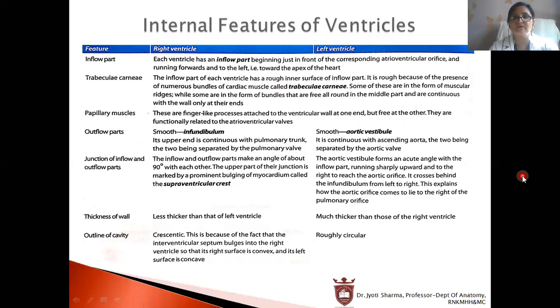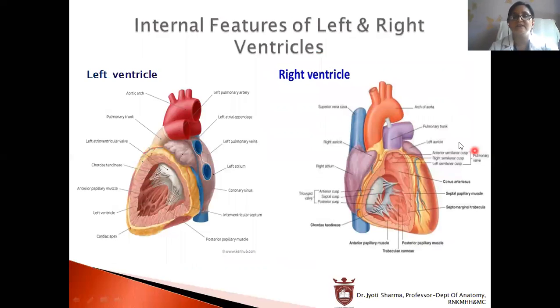The wall of the right ventricle is thinner than that of the left ventricle, and the wall of the left ventricle is much thicker. Now, when we see the outline of the cavity, the right ventricle is crescentic because the interventricular septum bulges into the right ventricle, so that its right surface is convex and its left surface is concave, while the left ventricle is circular. Now we see the internal features of the right and left ventricles.